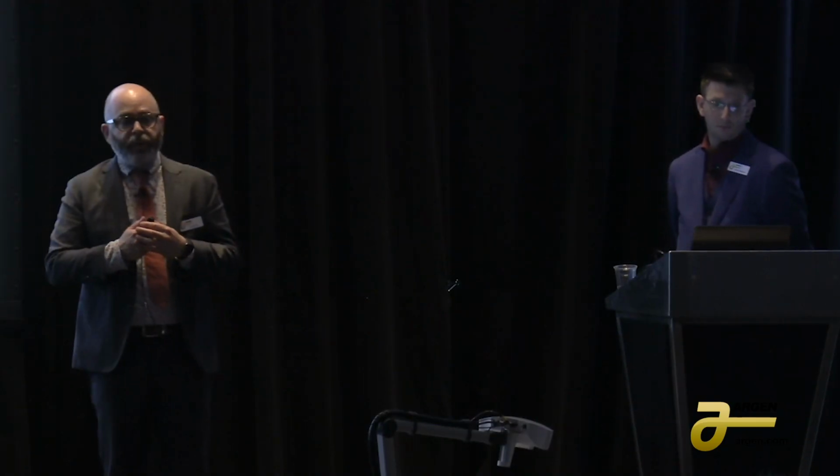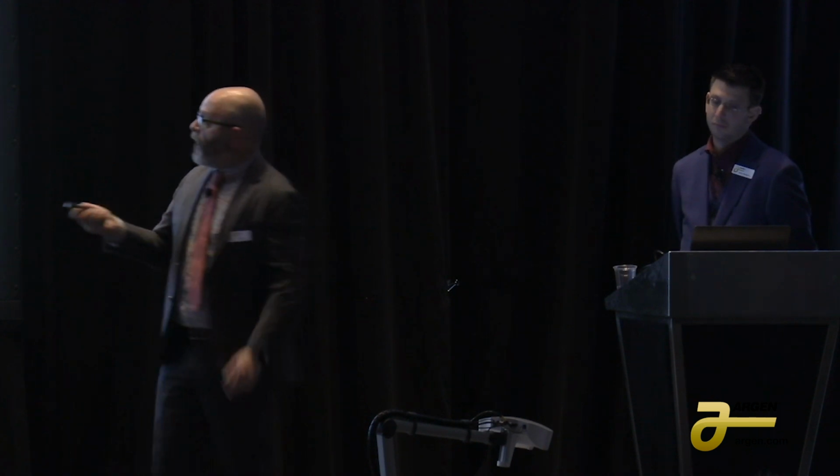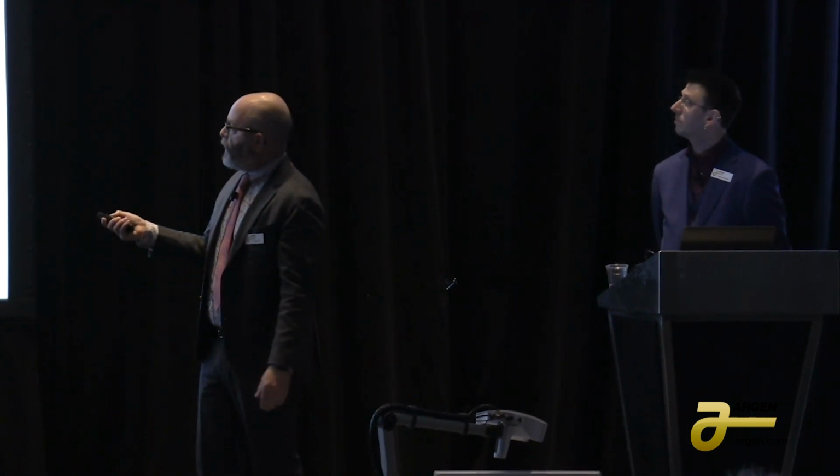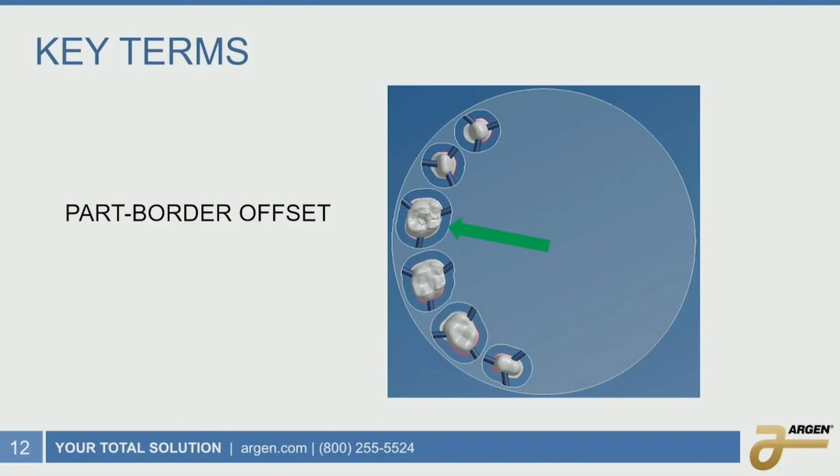Another term that we'll be using today is called a part border offset. And the part border offset is a number that is going to tell you the distance between the outside wall of the restoration and the inside portion of the stock or the zirconia or whatever material you're milling.